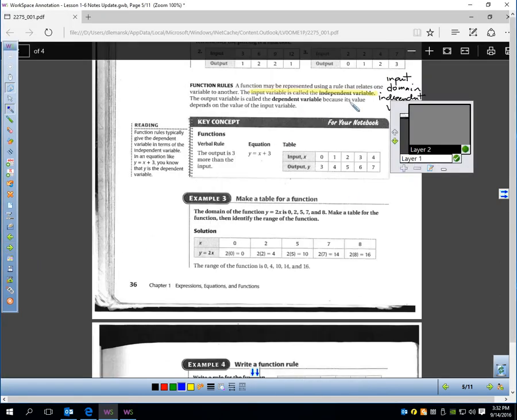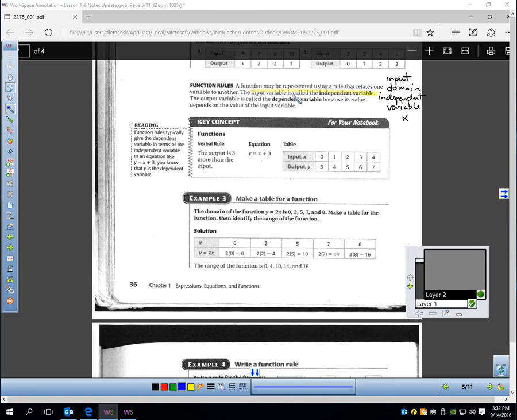Okay? Function rules. A function can be represented by using a rule, I'll talk about what that is in a minute, that relates one variable to another. The input variable is called the independent variable. So I wrote a little list of things here. These four things all kind of mean the same thing. The input, the domain, the independent variable, and x are all referring to the same thing. Like when I look at this table here, all these numbers would be represented by any of those terms up here.